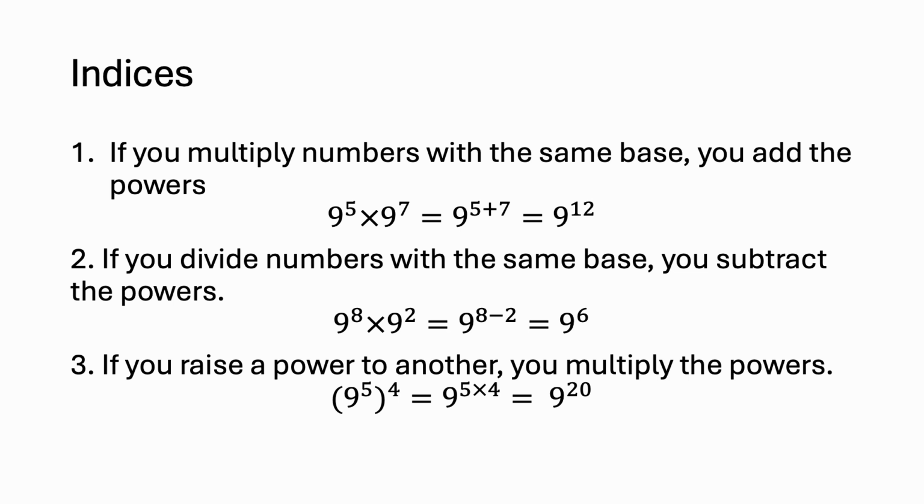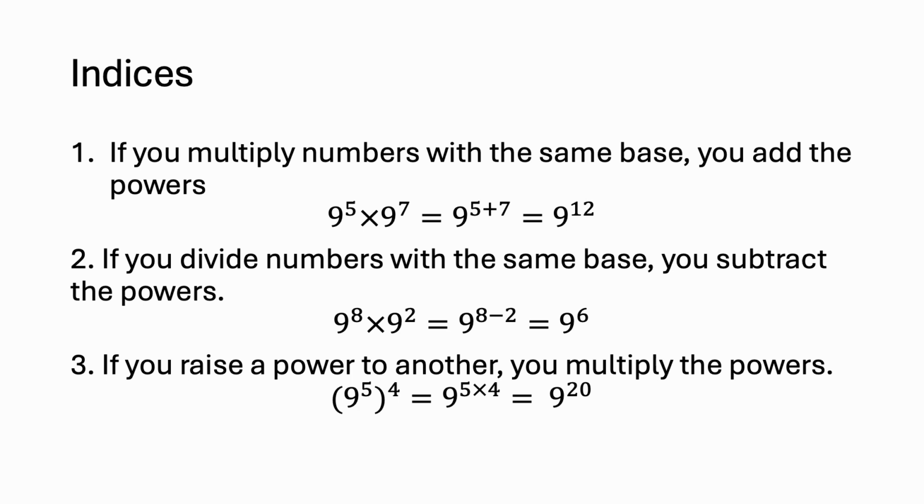Now let's look at indices. So again, similar with surds, there are also some rules that you need to remember when it comes to index law. So first thing is, if you multiply numbers with the same base, you add the powers. So here we have 9 to the power of 5 times by 9 to the power of 7. Because they have the same base, which is the 9, you just add the powers. So 5 add 7, which is 12.